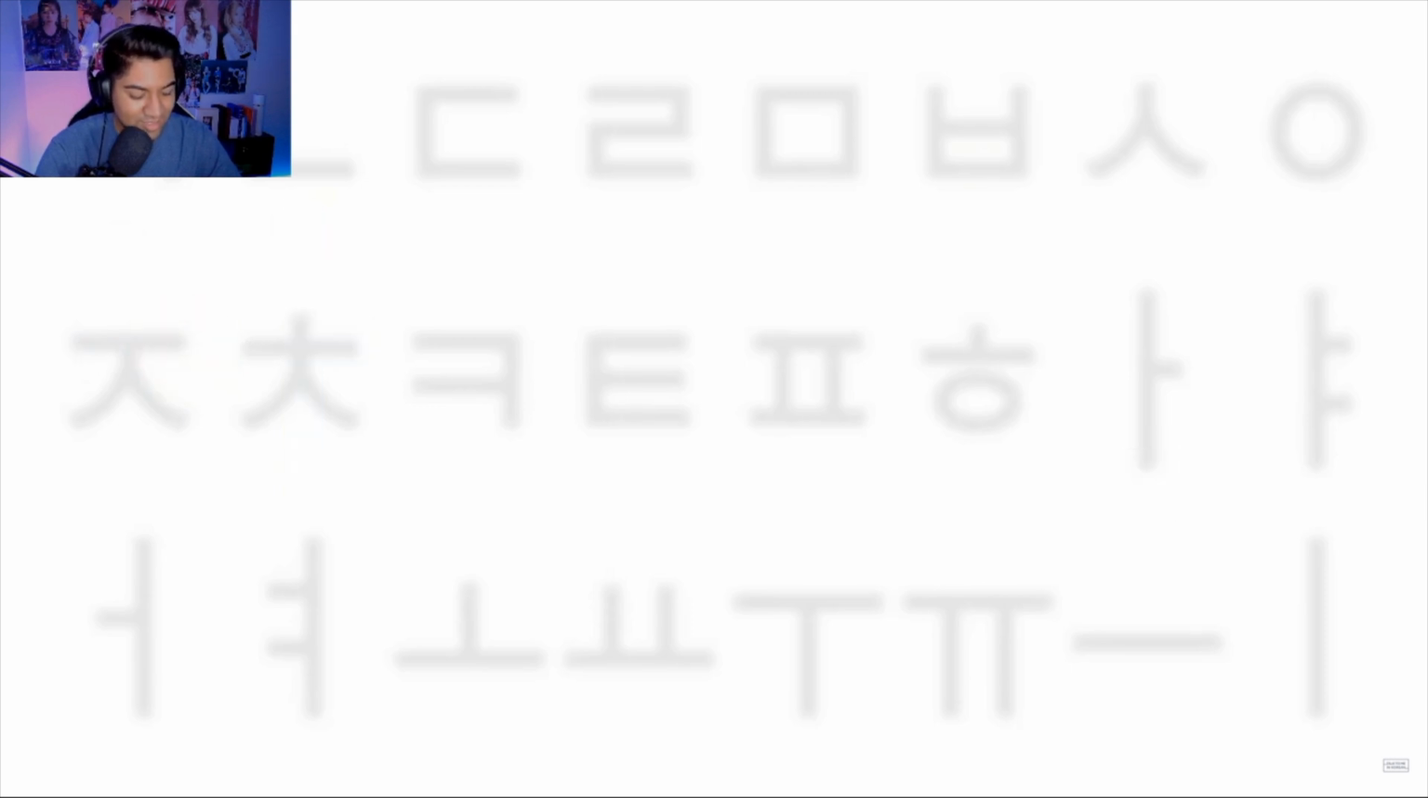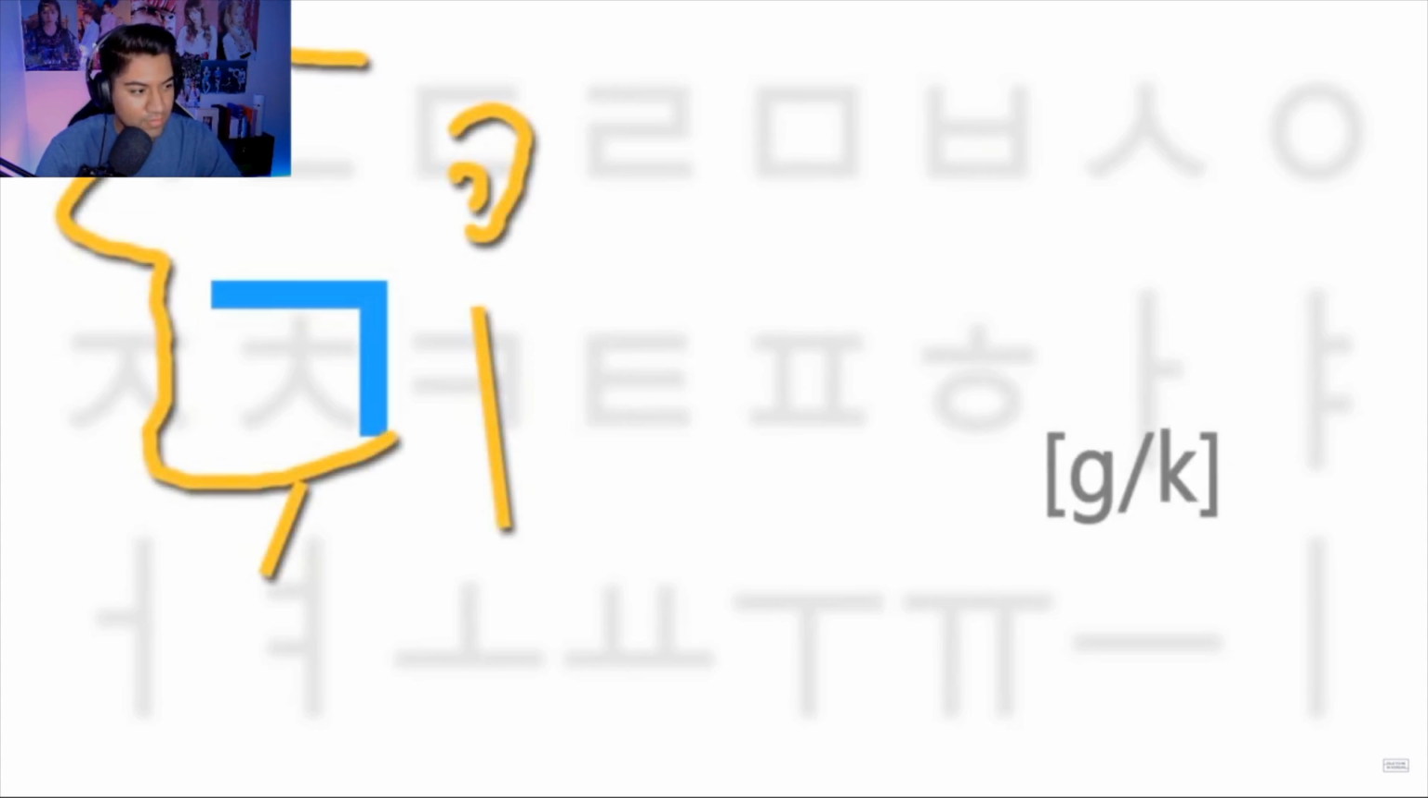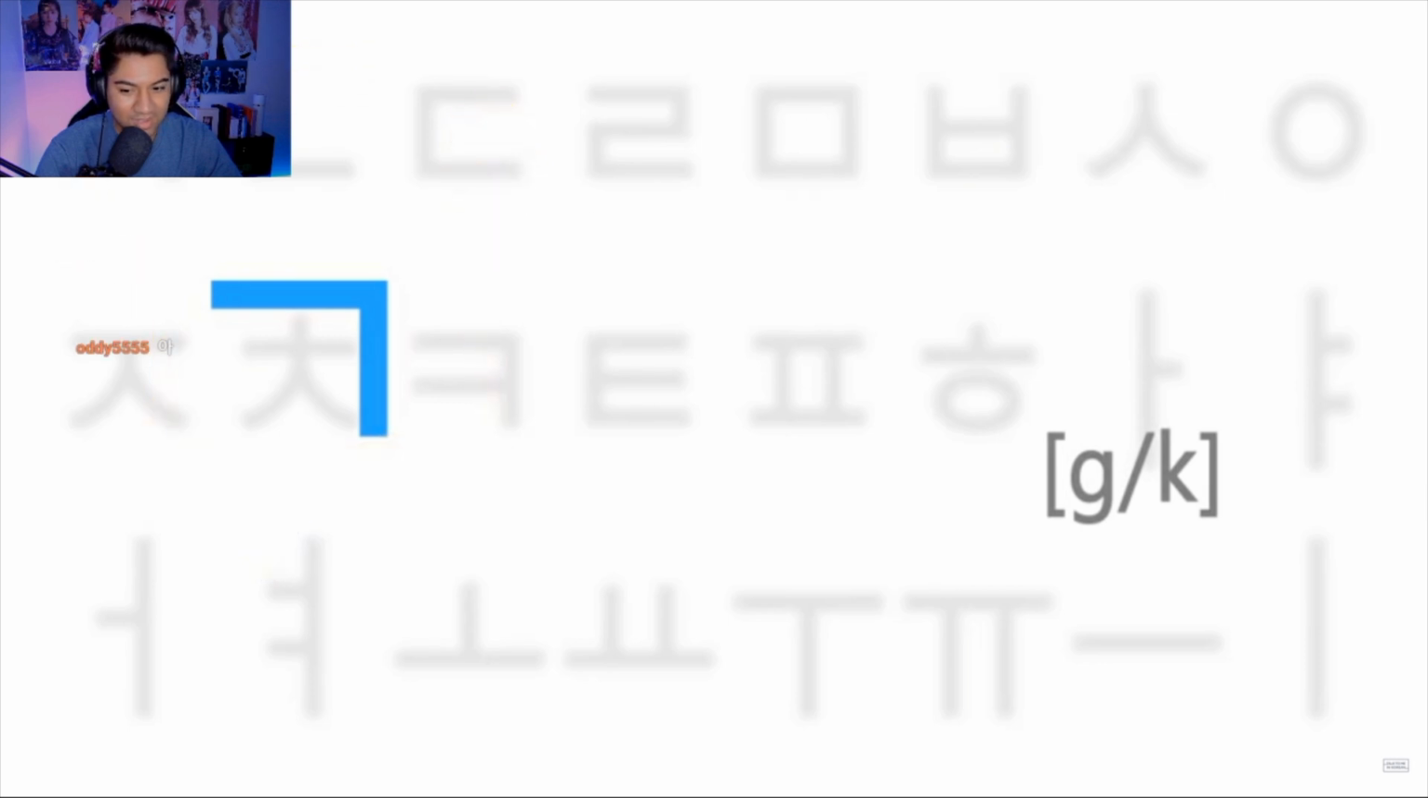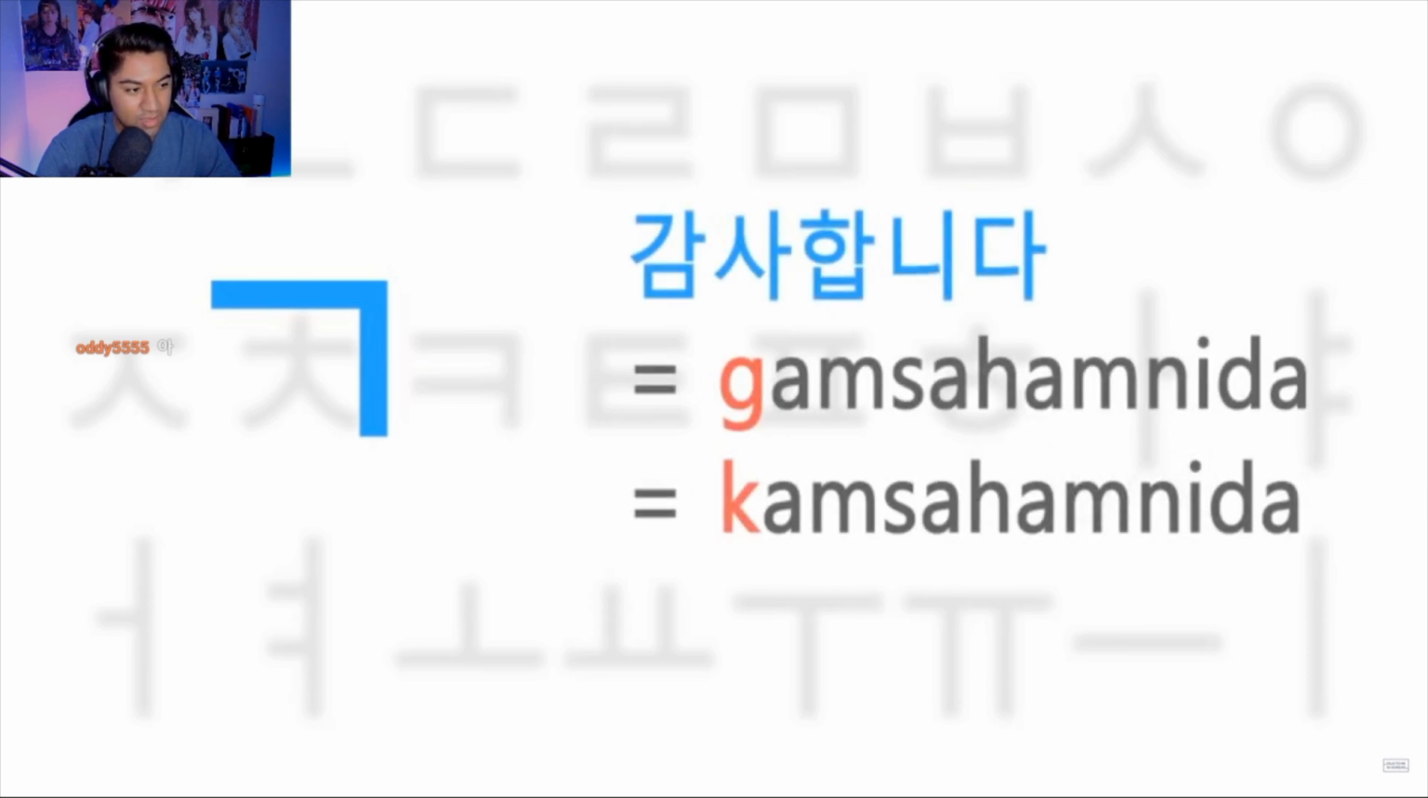Okay, now let's look at a consonant. This letter, this consonant, resembles the shape of your tongue when you say g. And this is a little stronger than the English G sound, so it's between G and K, so it's often romanized in both ways. As in 감사합니다, which means thank you, being romanized using sometimes G and other times K.